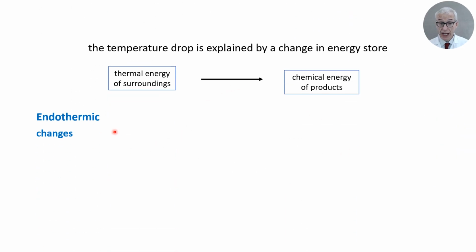Now, for an endothermic change, the temperature drop is again explained by a change in energy store. Thermal energy in the surroundings is transferred to the chemical energy store in the products. So, although energy is conserved, the chemical energy in the products is higher than in the reactants.